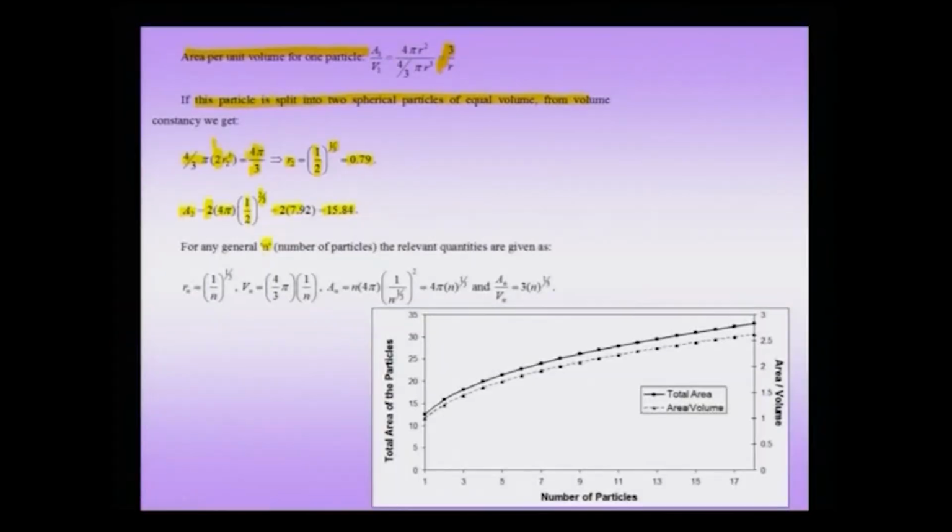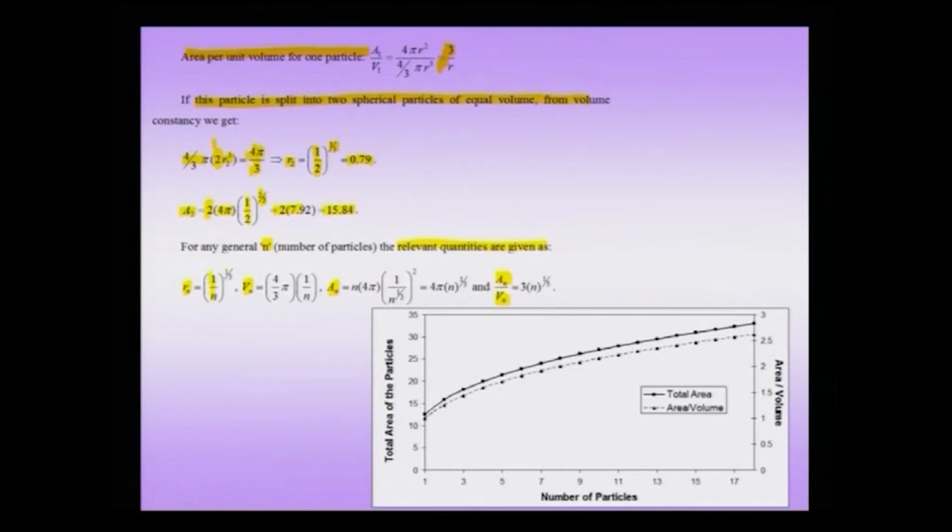a general number n of particles, and in that case I can calculate the relevant quantities as Rn being the radius at the end stage of division, Vn being the volume at the end stage of division, An being the area at the nth stage of division, and I can actually go ahead and calculate the area per unit volume at the nth stage of division. So, let us see what are the relevant formulae here.